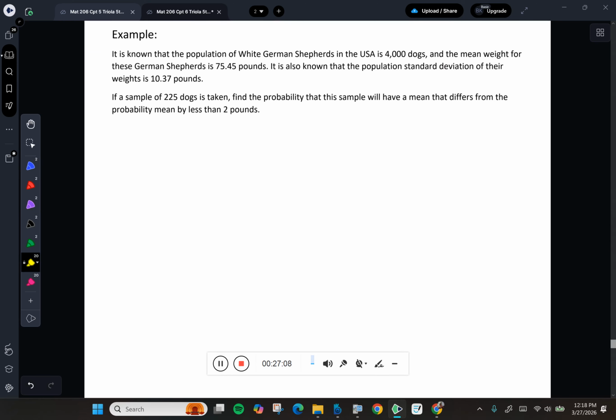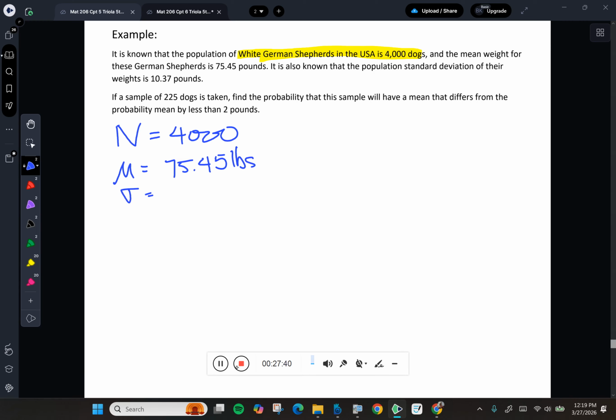It is known that the population of white German Shepherds in the United States is about 4,000 dogs. I have no idea what a white German Shepherd is. I'm assuming it's a white-colored German Shepherd. But we have a small population where N, capital N, our population size, is 4,000. The mean weight for these is 75.45 pounds, and we also know they have a population standard deviation of 10.37 pounds. So this is all population data.